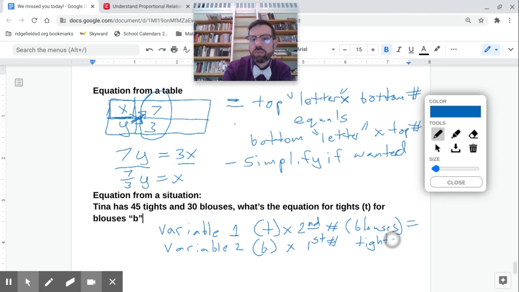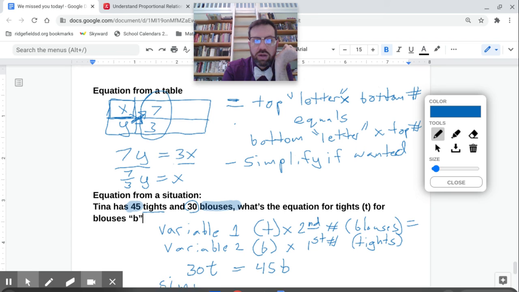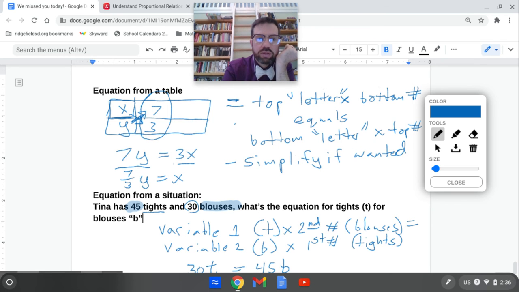So again, we're just multiplying the two together. So tights is going to be times the number of blouses. So 30 T is going to equal 45 B. And again, simplify if desired.